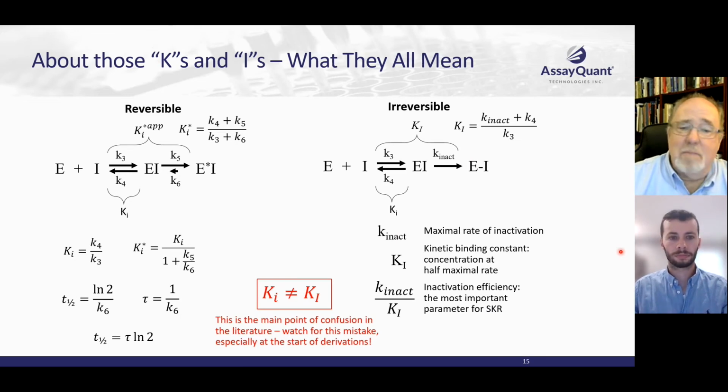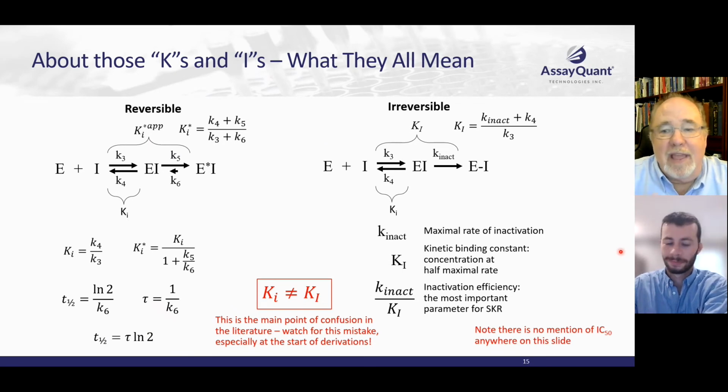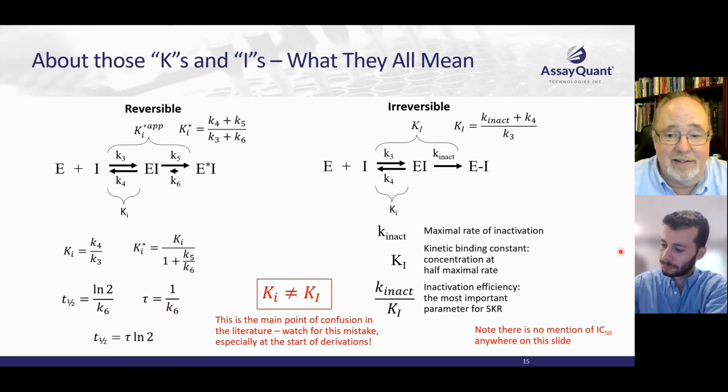So bear in mind, if you get confused between Ki and Ki, K little i and K big I, you're not alone. It is a major part of confusion that is rife in the literature, and I just encourage you to watch out for this mistake, especially when they start derivations like this, okay? And there's also a lot of review papers that have this misunderstanding incorporated in there. Important to note that there's no mention of any IC50s anywhere on this slide, okay?